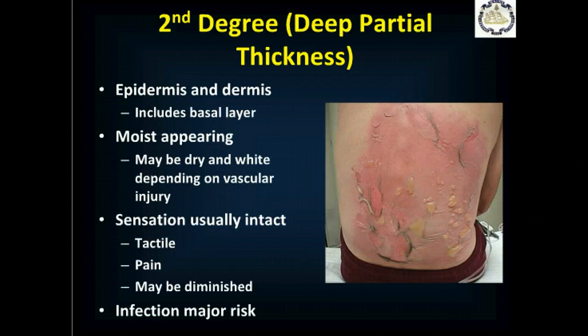You can also have deep partial thickness second degree burns, and that's the epidermis and the dermis all the way down to the base layer of the epidermis, but not all the way through. These are also very moist appearing, but can be dry and white if the blood vessels themselves are injured. The sensation is usually intact, but this is deep enough that the nerve endings start to be affected. So while touch and pain sensation is there, it may be diminished compared to a superficial partial thickness. Infection is a big risk, and these can be fairly extensive with blistering, and the blisters can be large and can rupture.